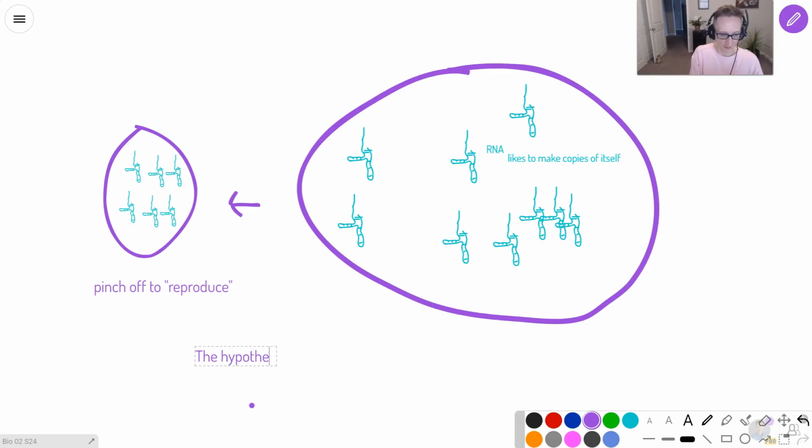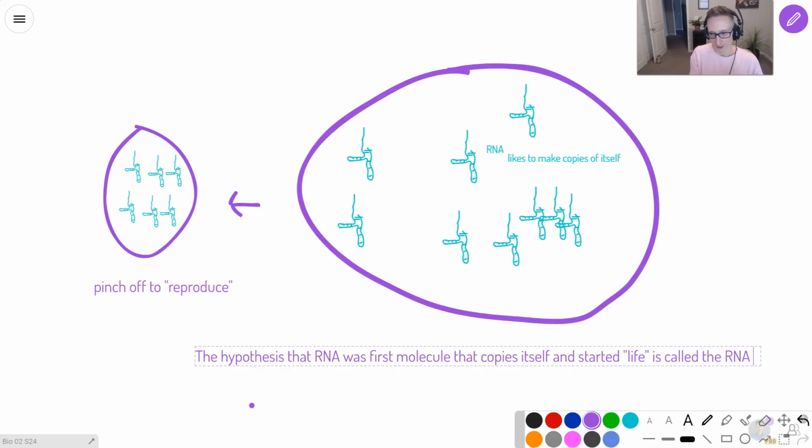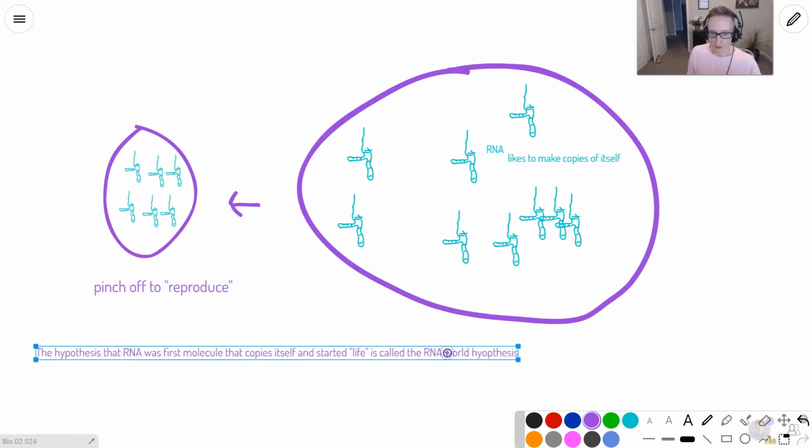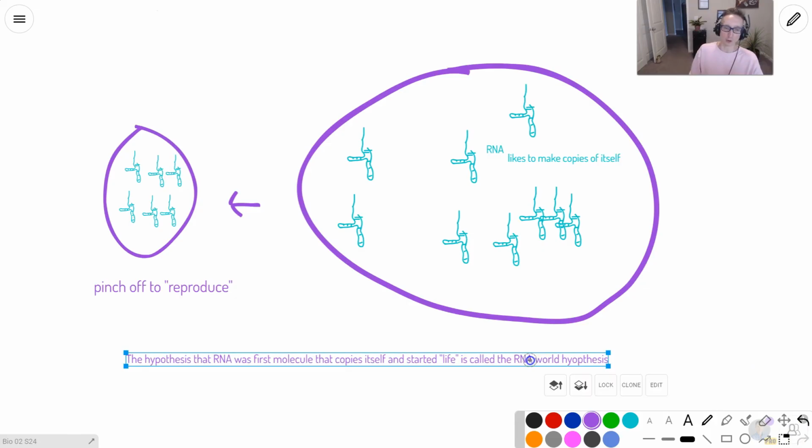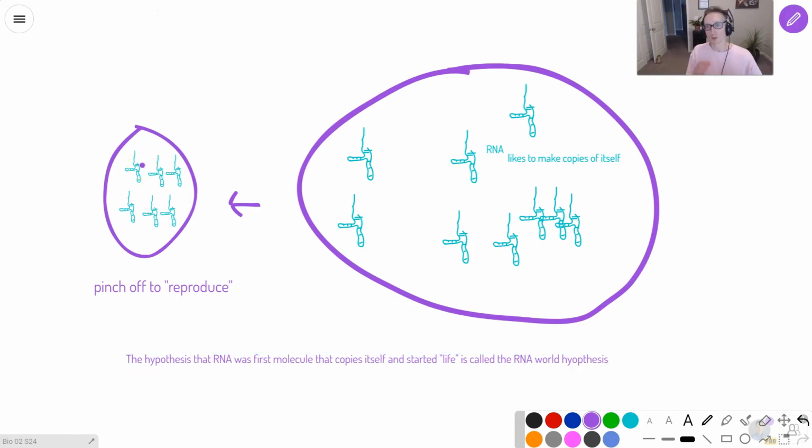This hypothesis that RNA was the first molecule that copied itself and started life is called the RNA world hypothesis. And then eventually that RNA would store its information in DNA because it's a little more stable. And then we'd start to make proteins from this RNA. And then you've got a full cell.